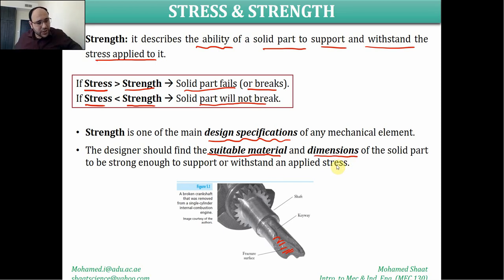So your objective in the design calculation of a shaft or a gear is to search for two things. What is the suitable material that should be used for making this gear or shaft? What are the suitable dimensions of this shaft to support the forces or the stresses? So the designer should find the suitable material and dimension of the solid part to be strong enough to withstand an applied stress, and this is your objective while you are doing design for these mechanical components. Make sense?